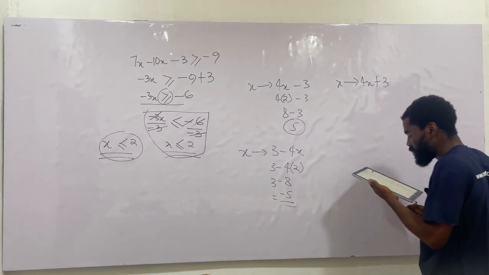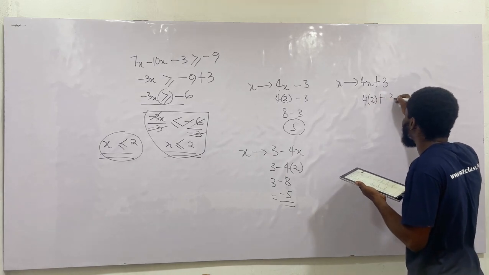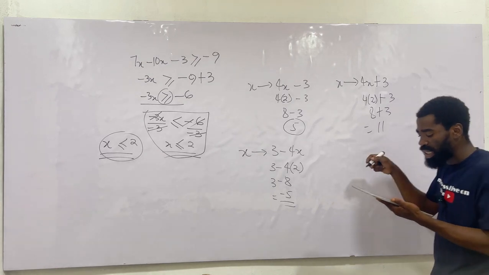3. If x maps onto 4x plus 3, let's still use the 2. So I get 4 into bracket 2 plus 3, and that gives me 8 plus 3. That gives me 11. Okay, the first one confirmed. Let me try the second one, which is 4.